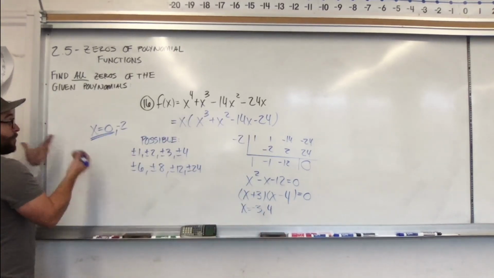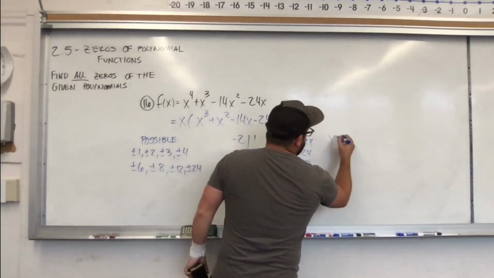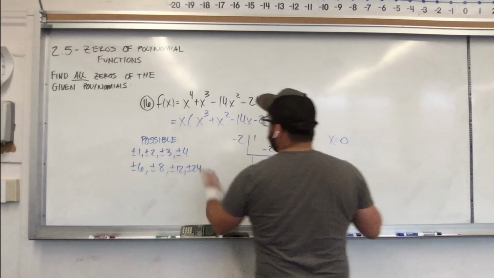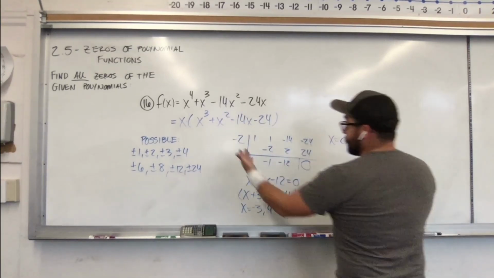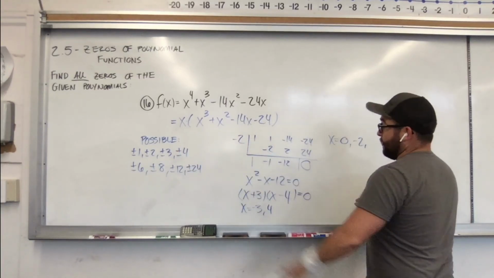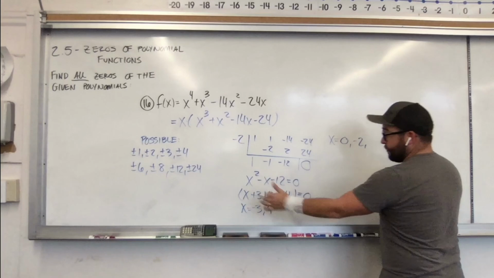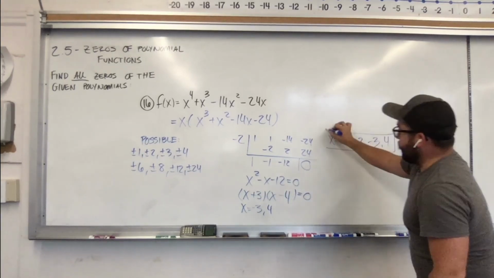Leaving us over here with our total list of zeros. We get x is 0; we get that from the x we factored out. We get x is negative 2; we got that from testing the possibilities. And then we got down to something quadratic we could factor, giving us negative 3 and 4 as our remaining 2 zeros.